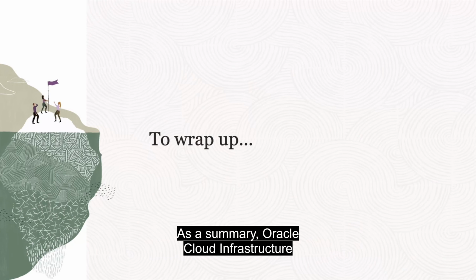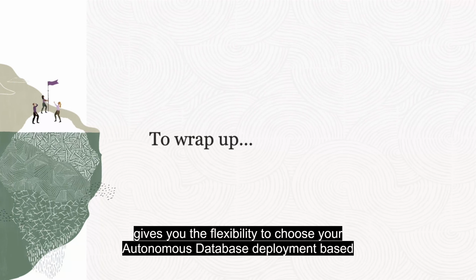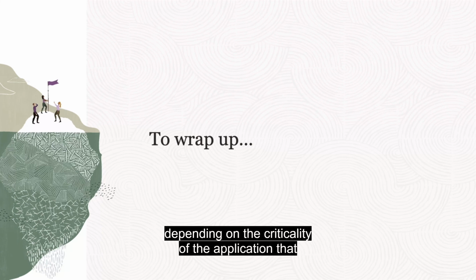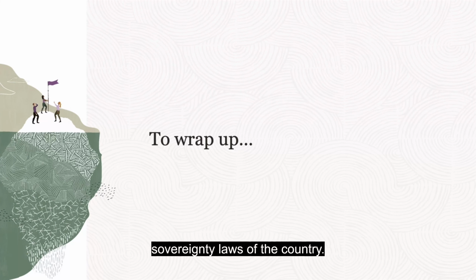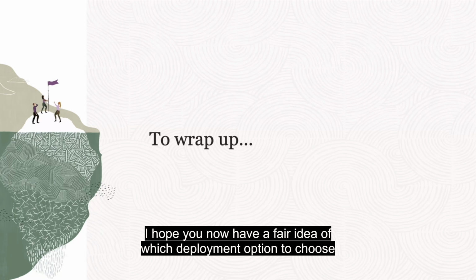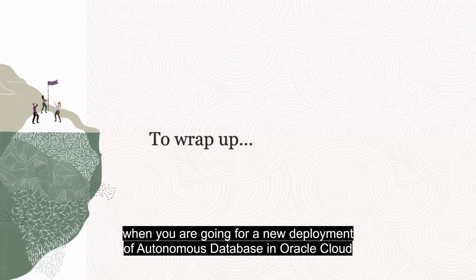As a summary, Oracle Cloud Infrastructure gives you the flexibility to choose your autonomous database deployment based on the user's profile, the kind of control needed depending on the criticality of the application that is going to use the service. You can also choose the deployment option to comply with the data sovereignty laws of the country. I hope you now have a fair idea of which deployment option to choose when you're going for a new deployment of autonomous database in Oracle Cloud Infrastructure.